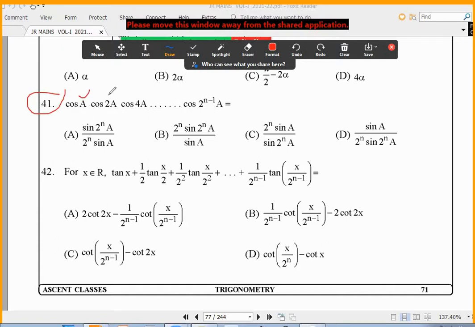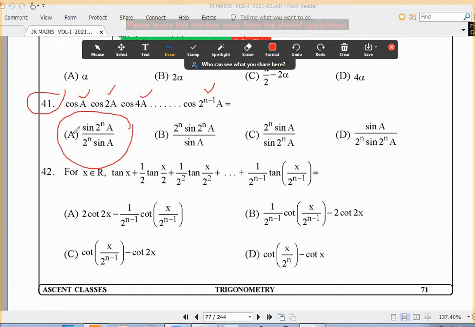This is the formula: cos A into cos 2A into cos 4A up to cos 2 power n minus 1 A. These are n terms, and every angle is double of the previous angle. The answer is sin(2 power n A) by 2 power n sin A. In our present question, n is 3.